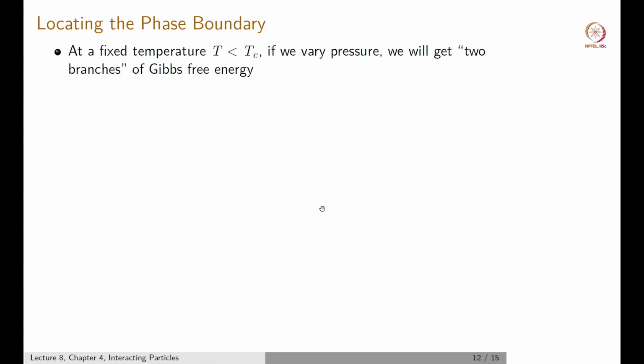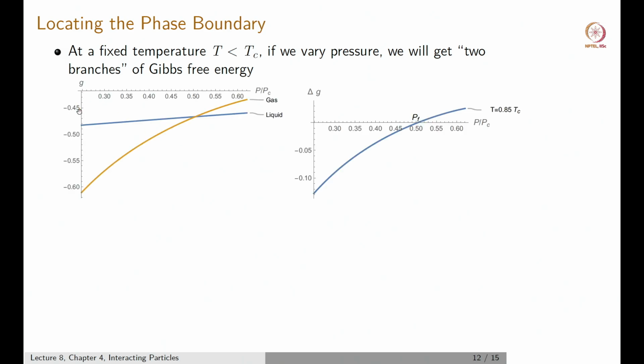Imagine that you are at a fixed temperature T less than Tc. How am I going to locate the phase boundary? I am doing it this way, you can do it other ways also. I am fixing the temperature and I am going to vary the pressure, and I am going to plot the free energy of the gas solution and the free energy of the liquid solution. So you see, at low pressures the gas is the stable solution, and at high pressures the liquid is the stable solution, and there is a crossing between these two free energies at a particular pressure which corresponds to the first order phase transition.